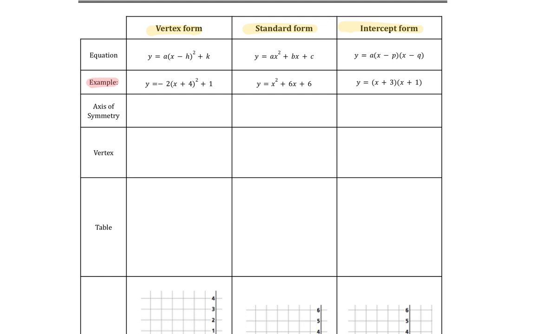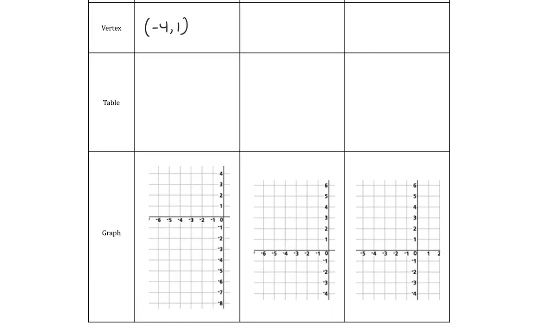All right. First thing I always do is I try to find the vertex, because we sometimes call that the locator. So the vertex here, we're at -4, 1, right? My axis of symmetry always goes right through the x value. So let's go ahead and plot that, -4, 1.